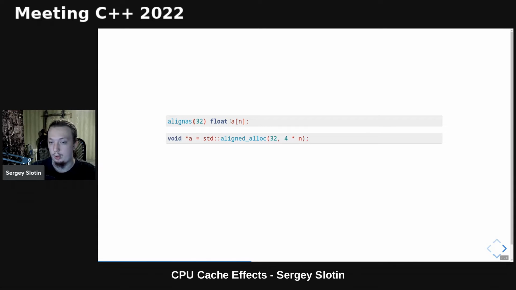To allocate a memory-aligned array dynamically, you can use standard aligned_alloc, which takes the alignment value and the size of the array in bytes and returns a pointer to the allocated memory, just like the new operator does. You can also align memory in sizes larger than the cache line. The only restriction is that the size parameter must be an integral multiple of the alignment.